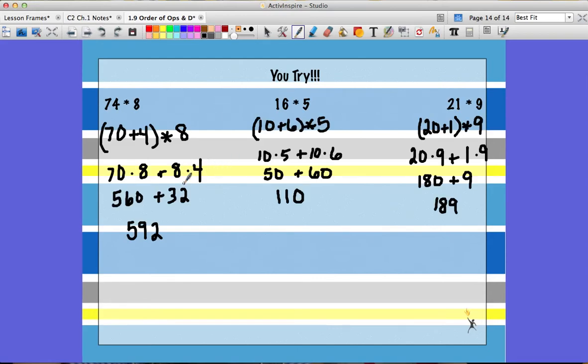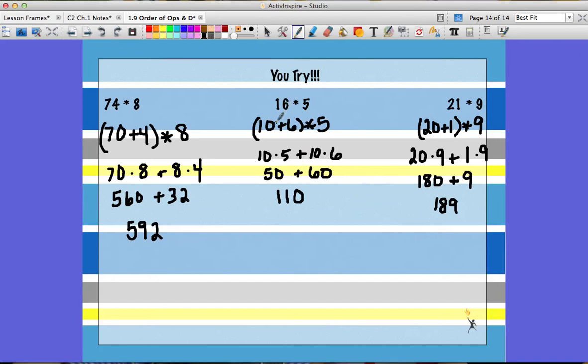Alright, now that you've come back, we should have split the 74 into 70 plus 4, and then we're still sharing that with the times 8. You end up with 70 times 8 plus 8 times 4. You get 560 plus 32, and you get 592.